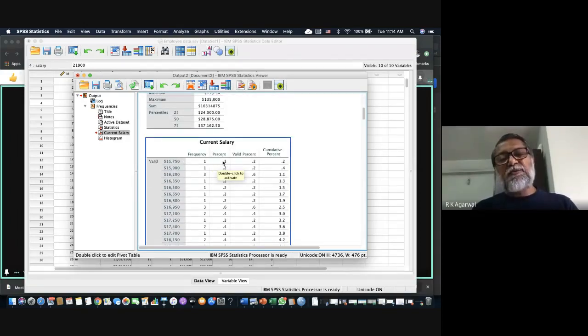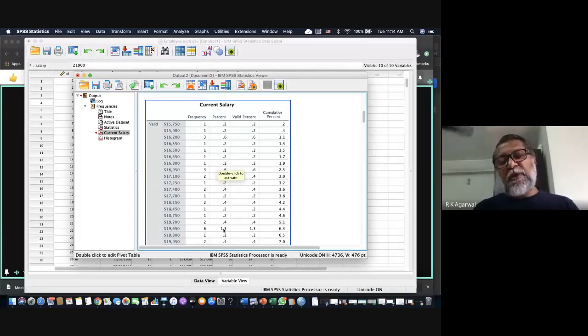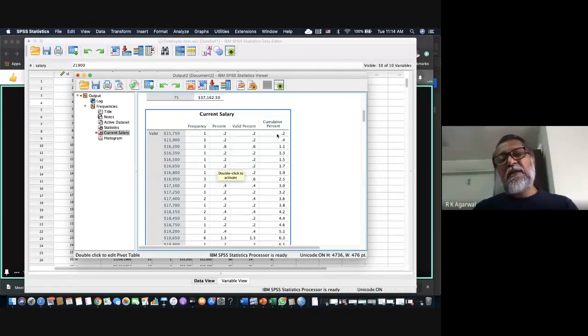This 1 is 0.2% of 474. 16,800, whose frequency is 1, is again 0.2%. But one whose frequency is 3 is 0.6%. One whose frequency is 6 is 1.3%. And then you can cumulate the percentages. 0.2, 0.4, 1.1. So what does this 4.2 mean? Can anyone tell me what does this 4.2 mean?